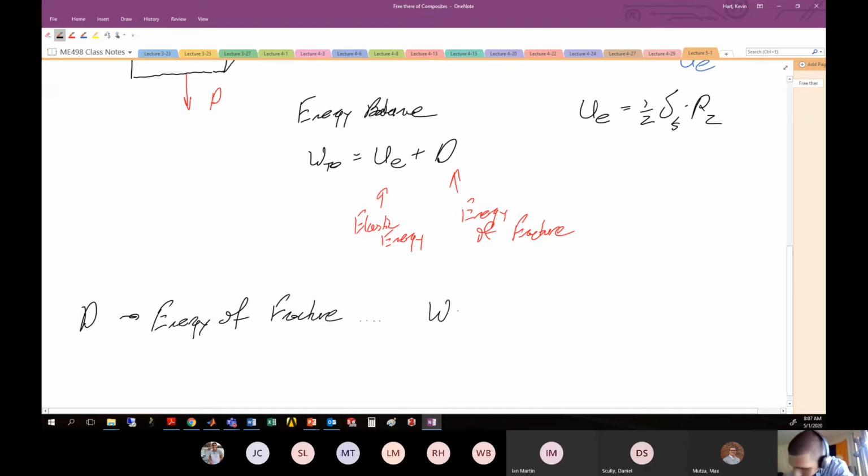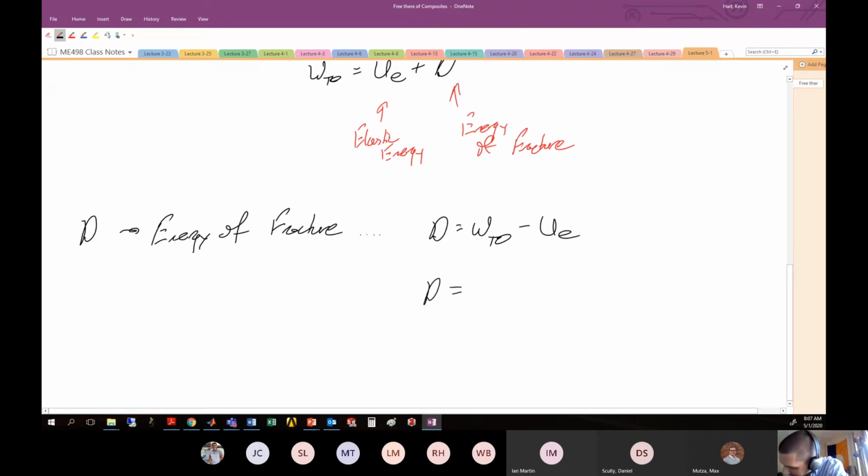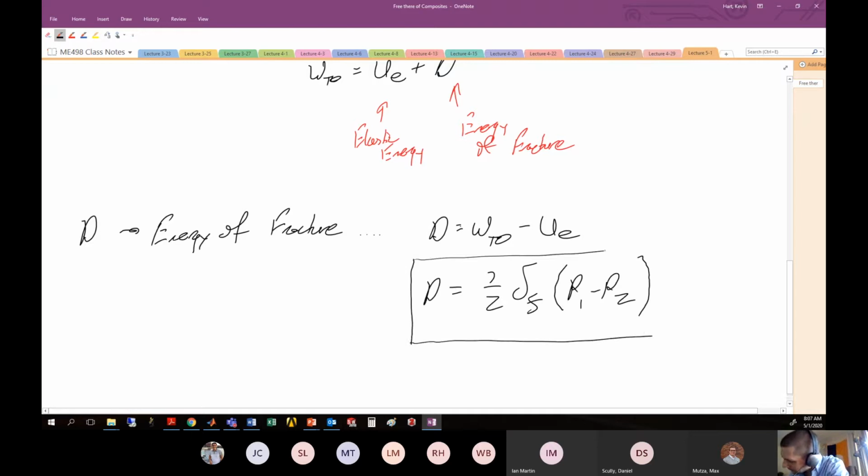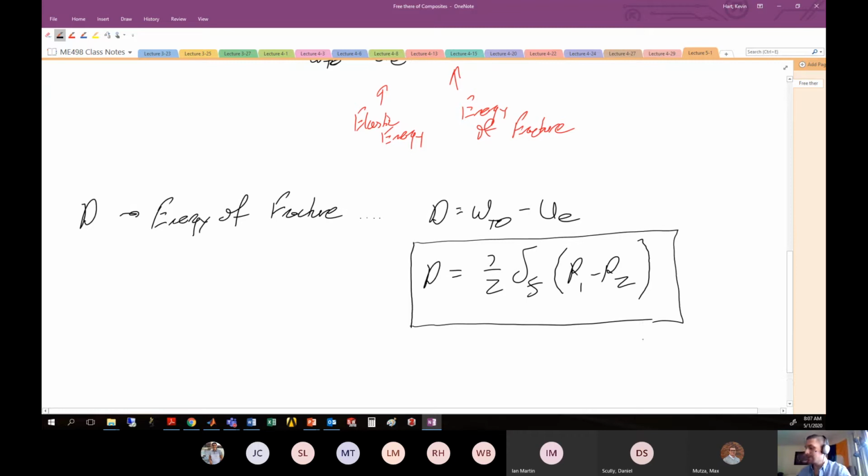And if we do something like D is equal to the total work minus the elastic energy, then you end up with an expression for D, because of the elastic nature of this particular guy, of something like 1/2 delta final times P1 minus P2. I think I may have had these backwards in the lecture notes on Wednesday, so make sure that you have this general definition, okay? That the energy of this fracture event is 1/2 delta F P1 minus P2. All right.